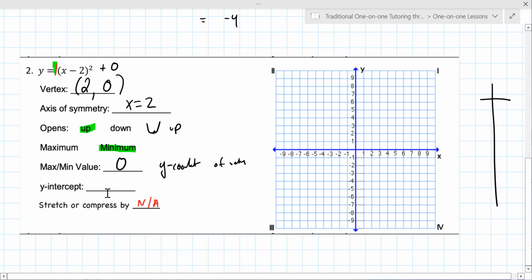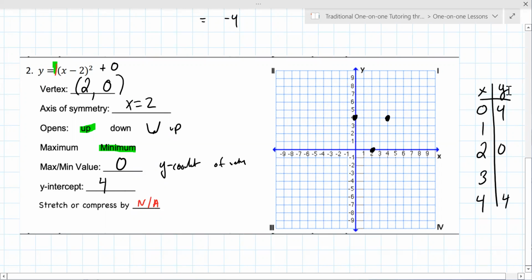What did you get for the y-intercept? 4. I got 4. It is 4, yeah. So we've got 2 points now. So it's 2, 0, and then 0, 4. By symmetry there's another point over there. So we really need to get the ones in between. So we'll put 1 in.